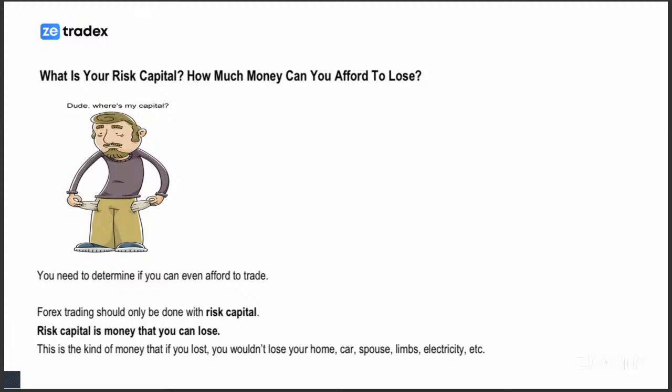Risk capital is money that you can afford to lose. This is the kind of money that if you lost it, you wouldn't lose your home, your car, your spouse, your limbs, or your electricity, and you wouldn't do anything crazy. So that's what it entails about forex trading. Most people don't get this. Most people think it's a get rich quick scheme.